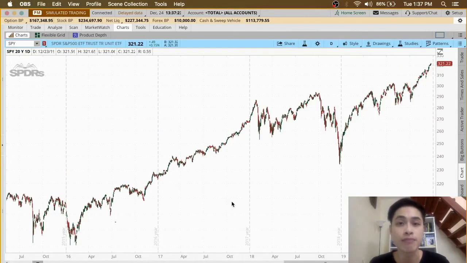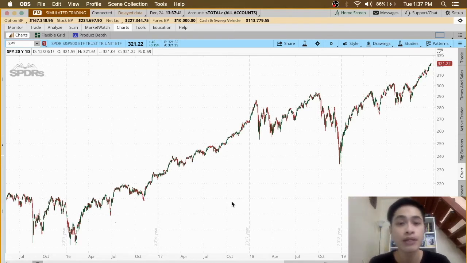So I'm on my trading platform right now, on the price chart. The trading platform that I use is Thinkorswim. There are many other trading platforms available on the internet, so you can use whichever. But I personally use Thinkorswim because that's the platform that I'm most comfortable with.